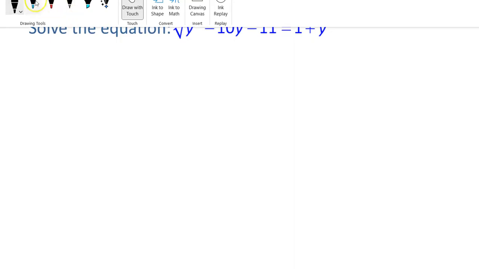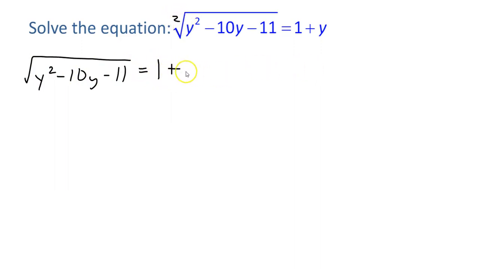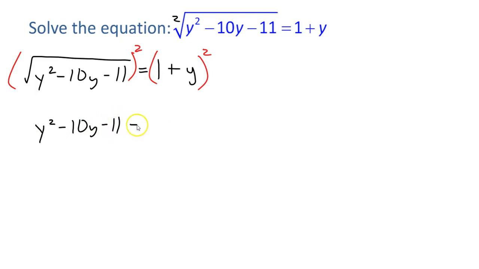First things first, let me rewrite everything. We have the square root of y squared minus 10y minus 11 equals 1 plus y. First, I'm going to put a parenthesis around everything and square everything. On this side, that leaves y squared minus 10y minus 11 equals, and be very careful here.